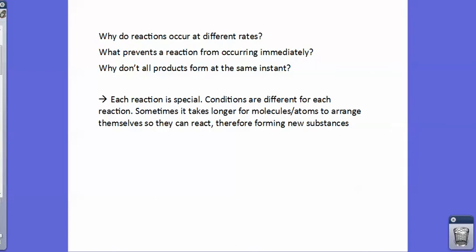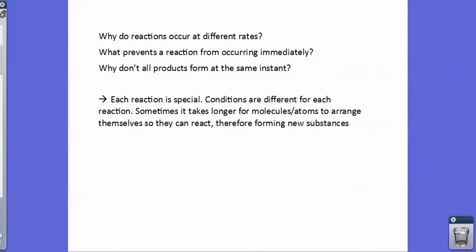So what prevents a reaction from occurring immediately? Well, it depends on the speed of your particles, it depends on the concentration, and it depends on the chemical nature of your particles. Some reactions require a very high activation energy, so it's going to take a significantly longer time for that reaction to start than if we had a lower activation energy.